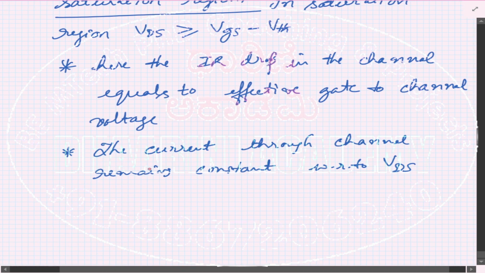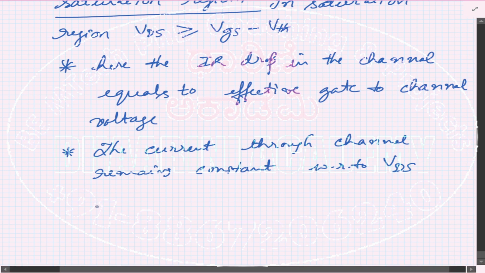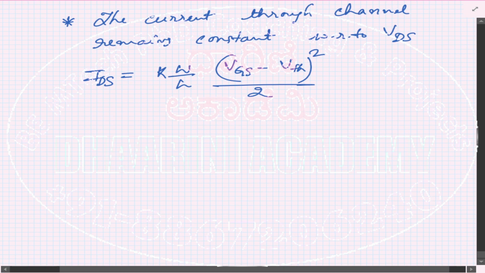Yes. So therefore, we can write the IDS in this format now. IDS in case of a saturation region, you are going to write K times W by L into VGS minus V threshold whole square, whole divided by 2. Either this equation you can use, if the K and W and L are provided. Otherwise, if beta is given, you can use, because K W by L itself is beta. So this is beta by 2 into VGS minus V threshold whole square.